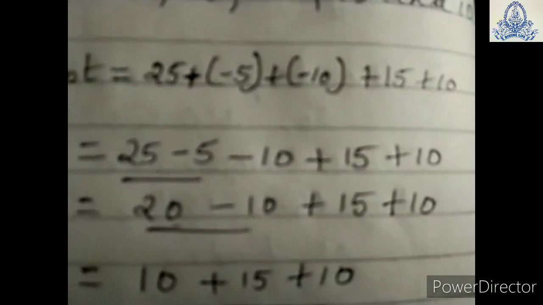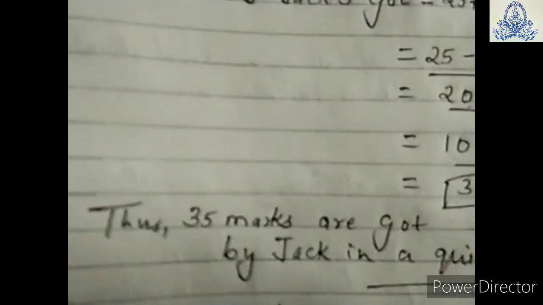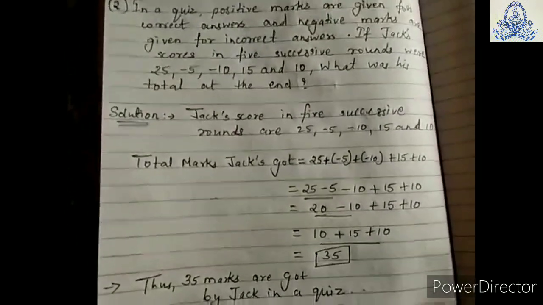Taking 2 integers, we can subtract: 25 minus 5 gives 20. Then 20 minus 10 gives 10. Then 10 plus 15 plus 10, adding these 3 integers, we get 35. So the total marks achieved by Jack in the 5 consecutive rounds is 35 marks, that is, 35 marks were achieved by Jack in the quiz competition.